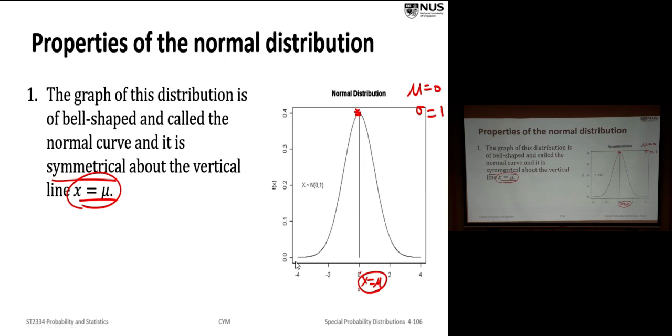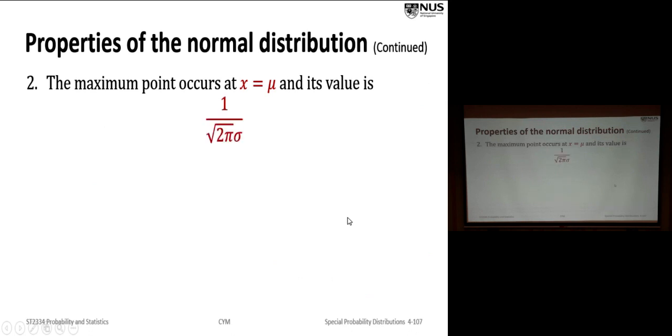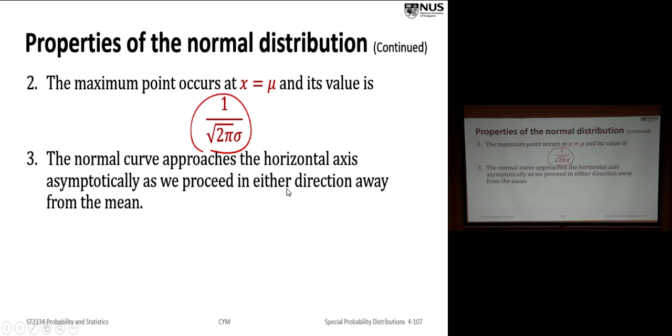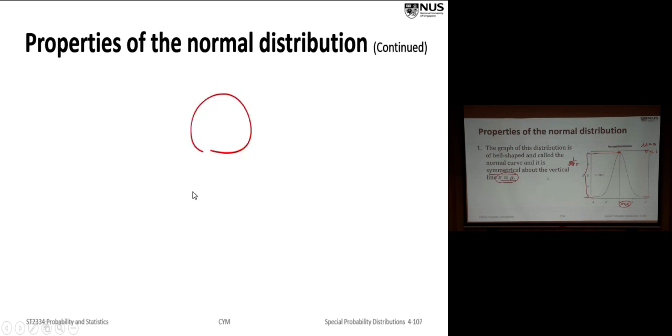Then you can see that the density function gets smaller and smaller as the x values get further away from the mean. The maximum value is 1 over square root 2 pi sigma. In other words, this height, where the maximum is, is 1 over square root 2 pi sigma. In this graph sigma equals 1, so it's 1 over square root 2 pi.